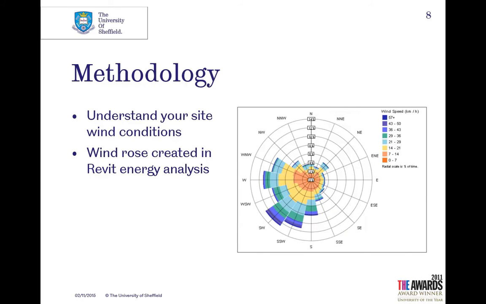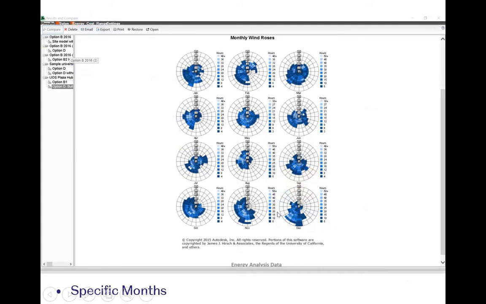Okay. Methodology. You need to understand your site wind conditions. And when Windflow was a plugin for Revit, this used to be all done inside Revit, but now you have to do it in a different way. So you need to understand the wind of your site. Two possible ways. You can create a windrose from your Revit energy analysis, which we've already demonstrated. So this is a typical windrose. This is the windrose for a whole year. Or you may extract that data for specific months of the year.